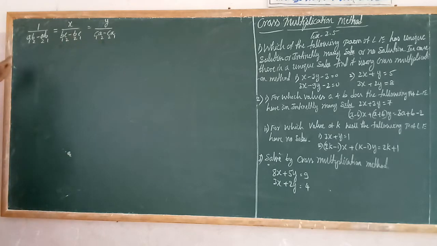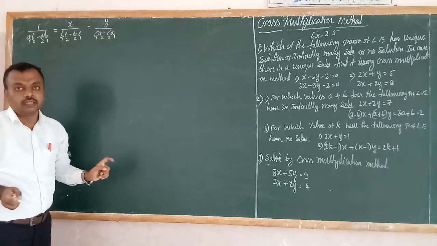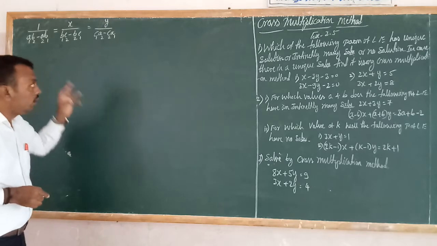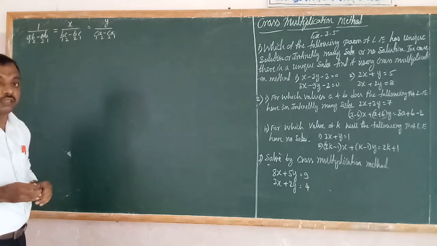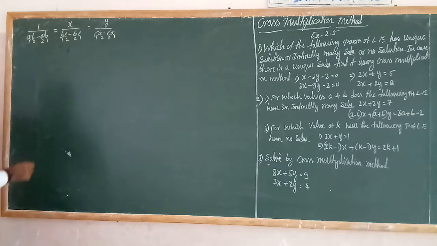Afterwards we have to write 1, 2, 2, 1 in each part. It is easy to remember the formula of the cross multiplication method. You don't need to memorize this formula by rote. Okay, let us start.